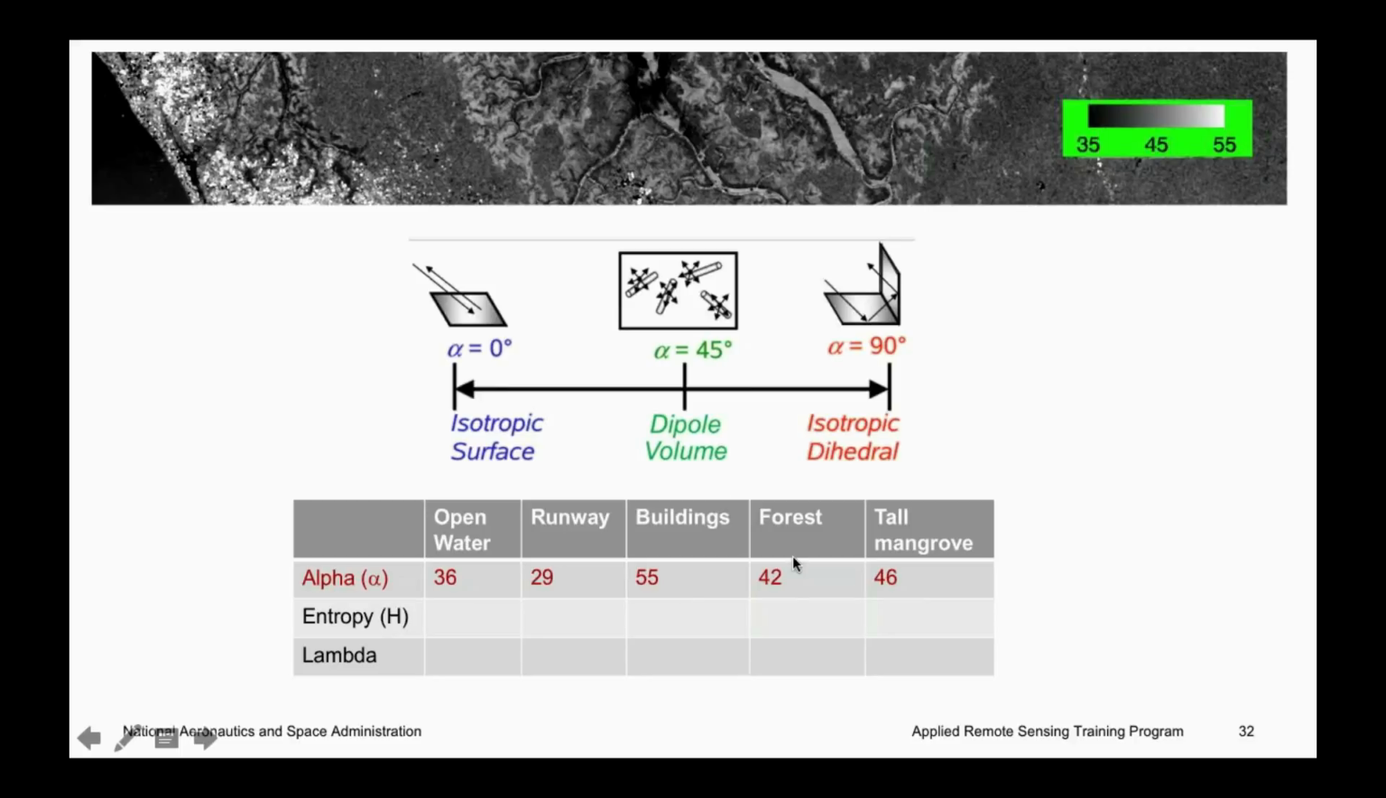Then if you look into the forest, it has a value that's closer to 45, as you would expect, because there's a big contribution of volume scattering. And the same is true for tall mangroves, which are here. And lastly, if you look into buildings, they have the largest value of alpha, which is around 55. So these are the very bright areas that you see here, the city of Libreville.